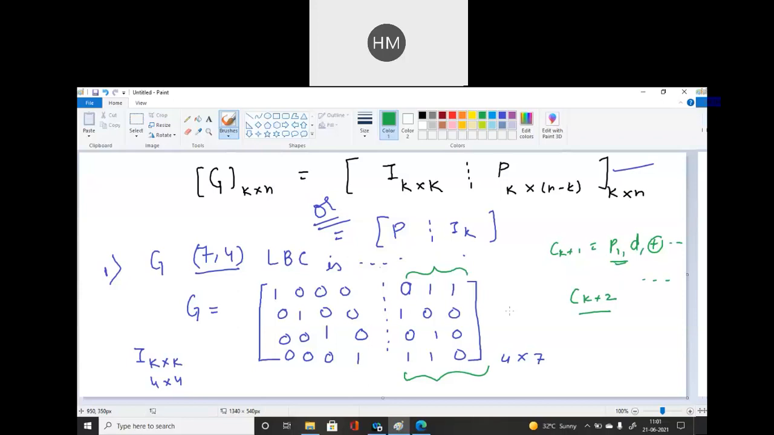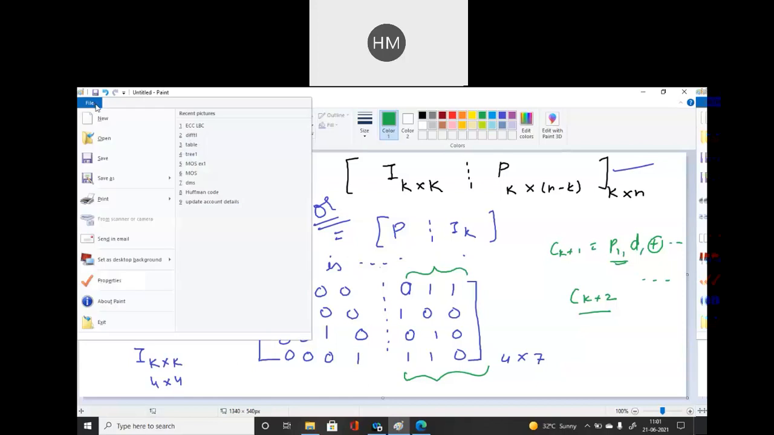Finished, students? Moving ahead. You should have all these values in your copy.